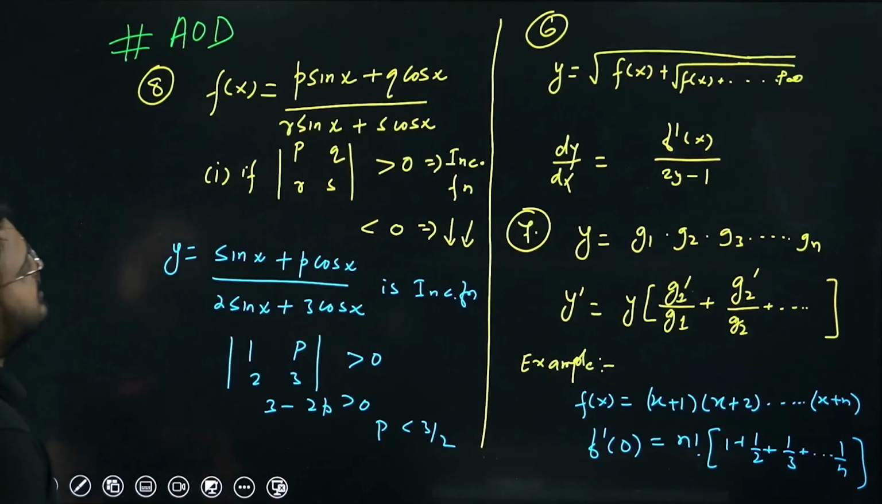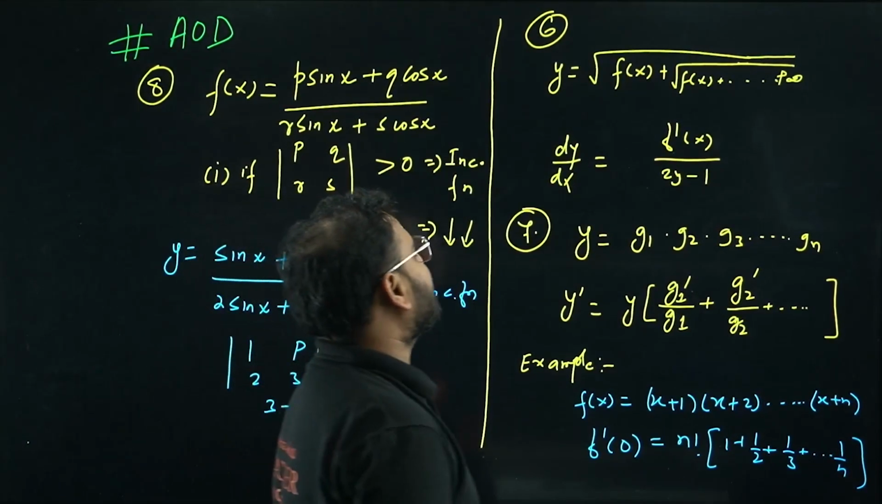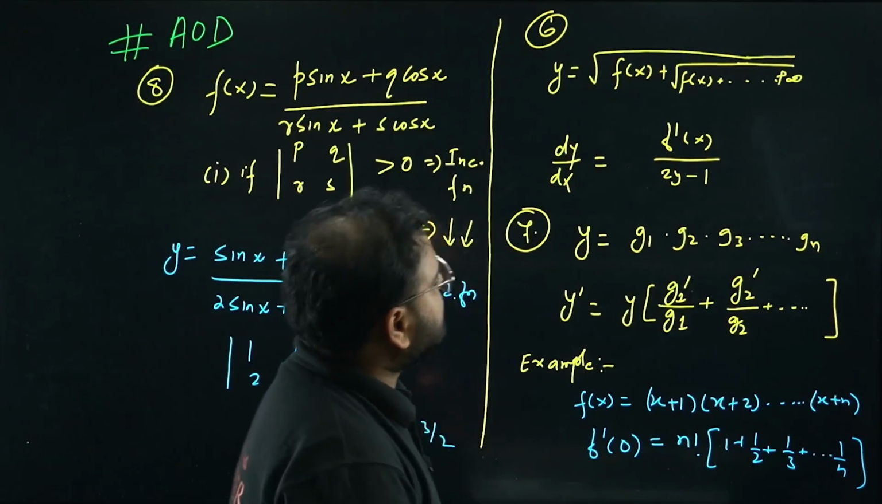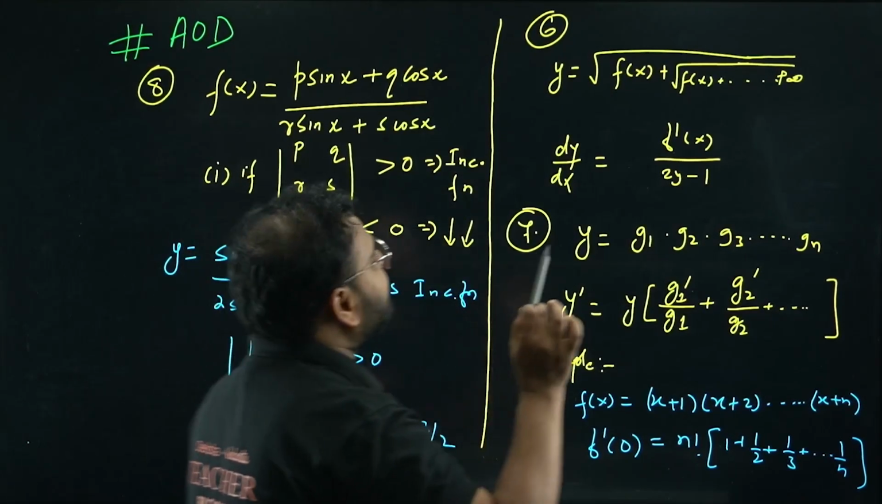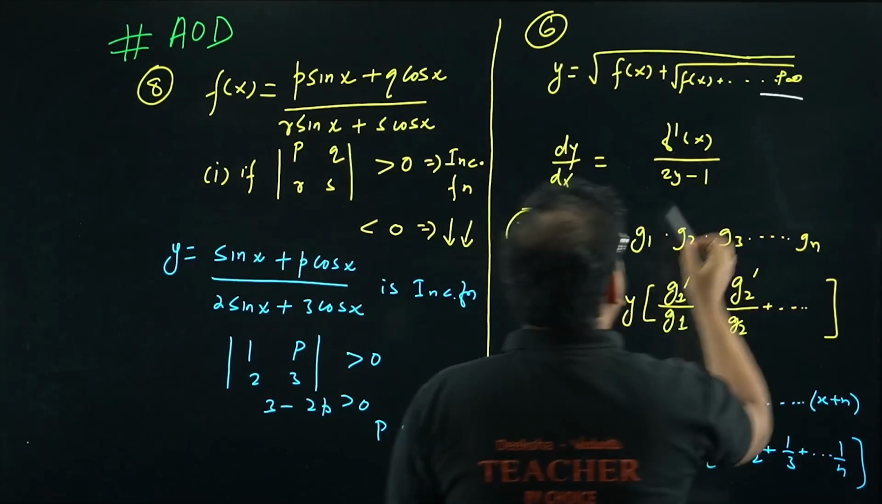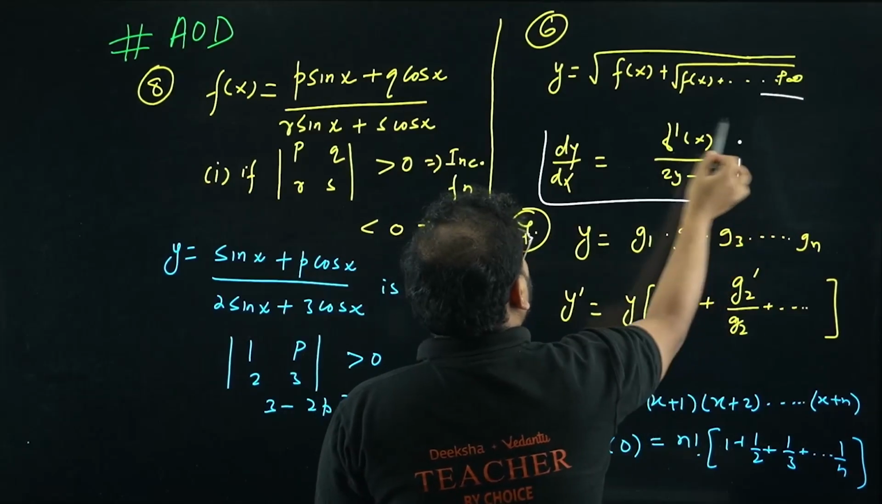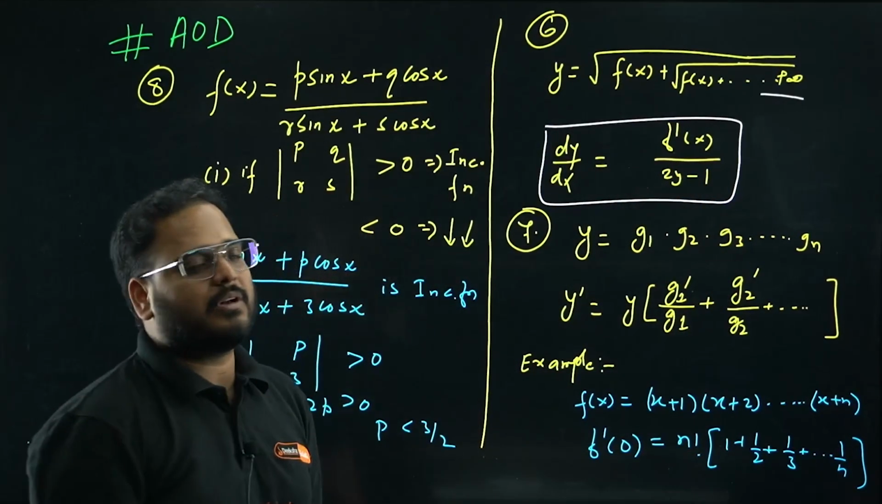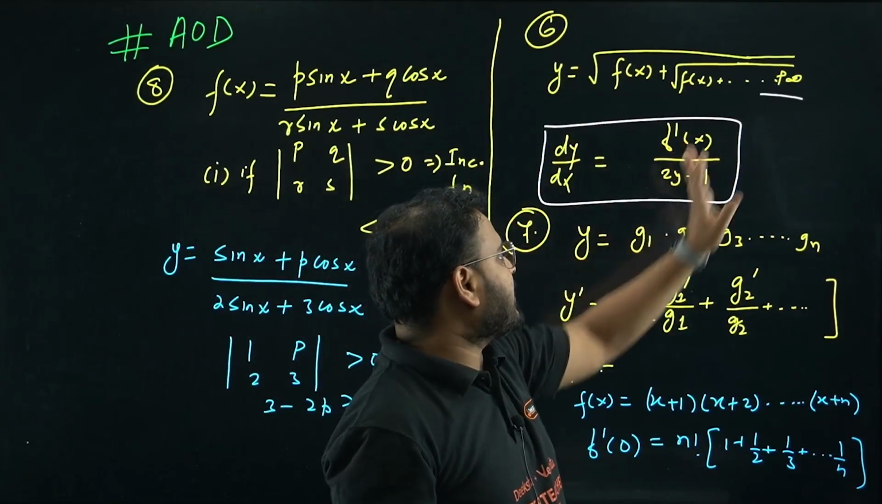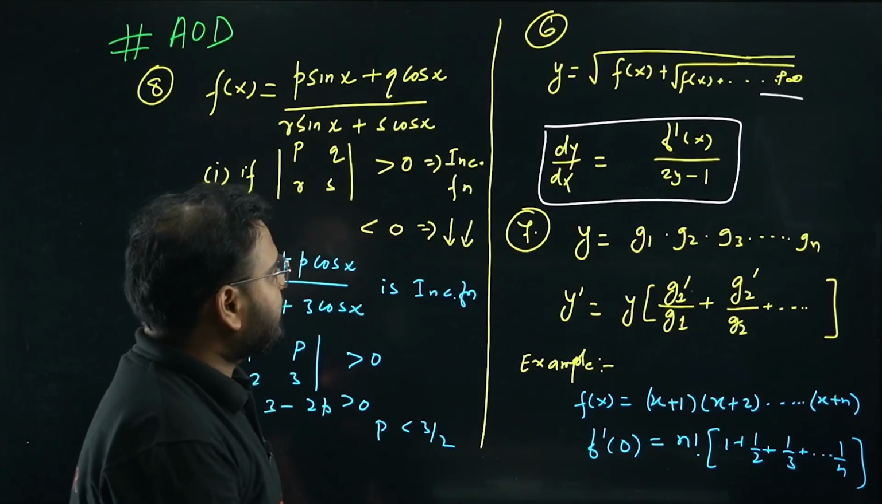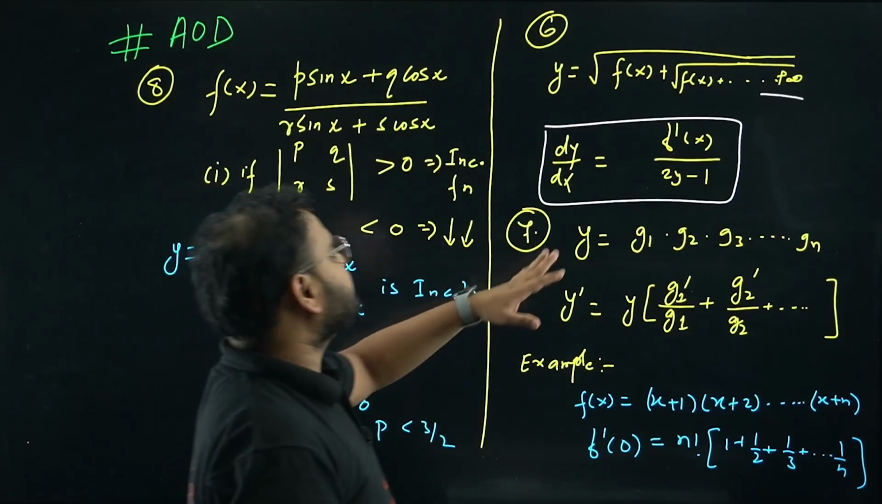We'll move on to trick number 6. Again, whenever you have a question like this, y equal to root of fx plus, like that, till an infinite number of terms, the derivative is given by, please check, f dash of x upon 2y minus 1. What was the function over here? f dash of x upon 2y minus 1.